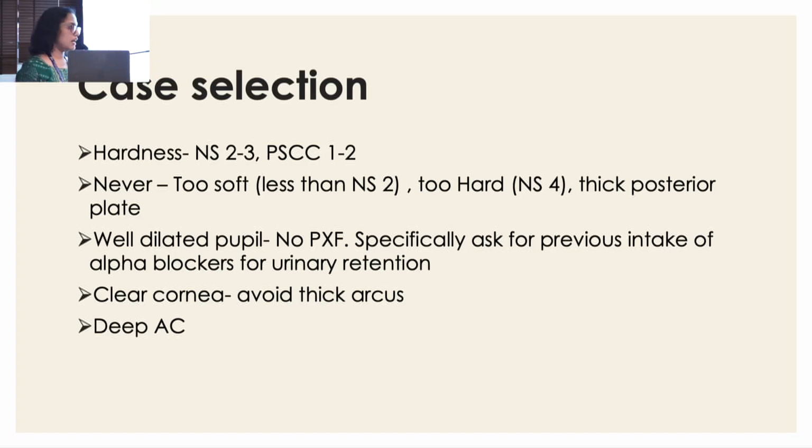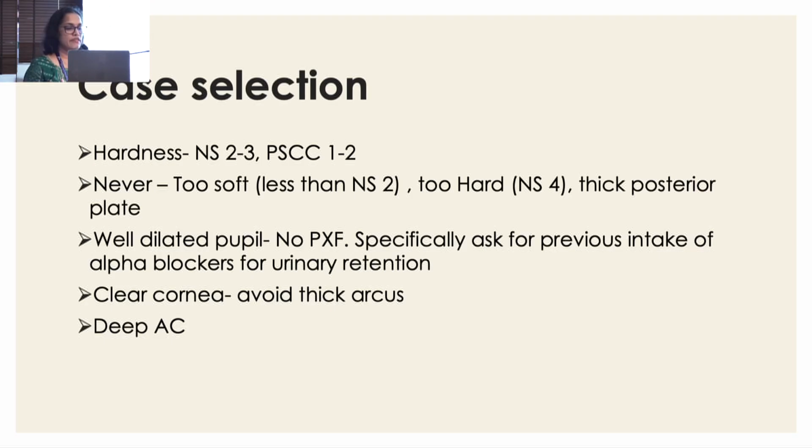So, as Dr. Niloufar also said, case selection is very, very important. Never go for very mature and too soft. Ideal is NS2 plus cataract. The central hardness is very important for the nucleus to crack. And the pupils should be well dilated, no pseudoexfoliation, and also specifically ask if the patient has taken any tamsulosin or anything for urinary retention, because you will have a surprise on the table.